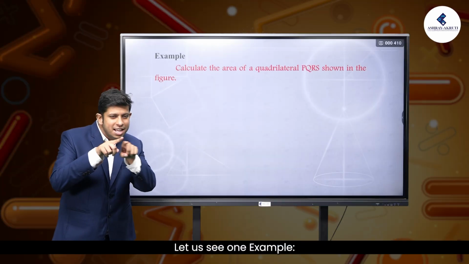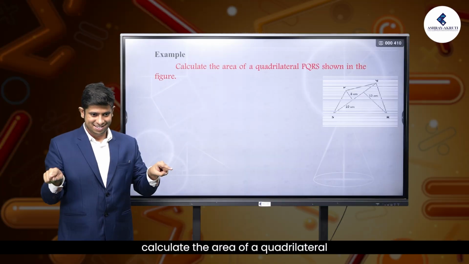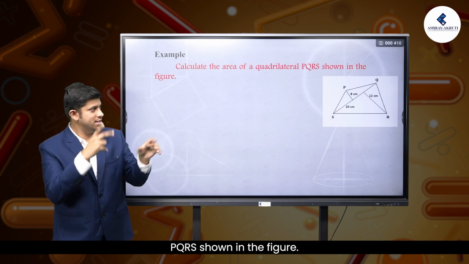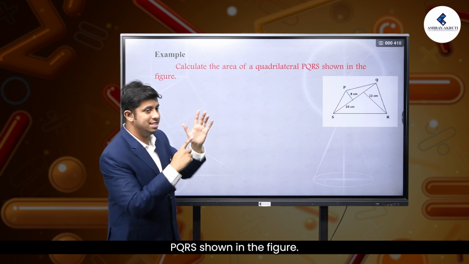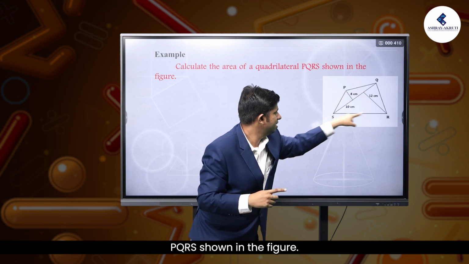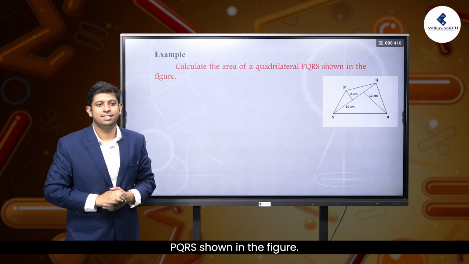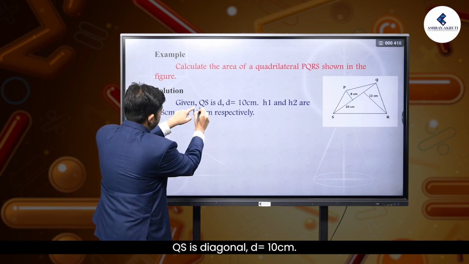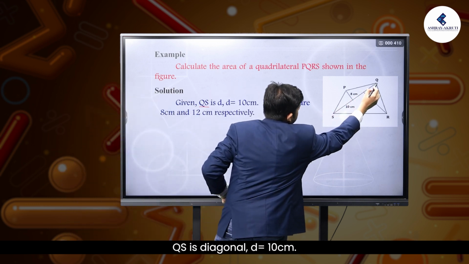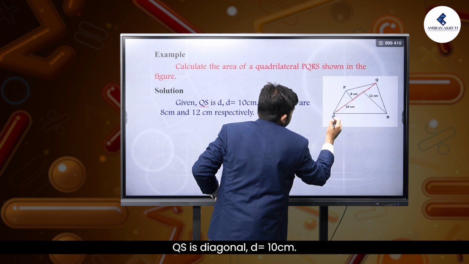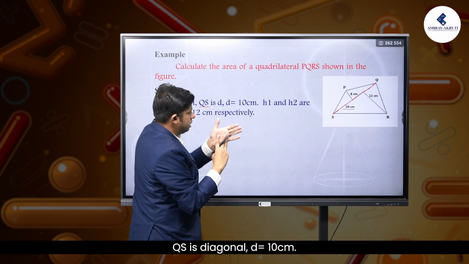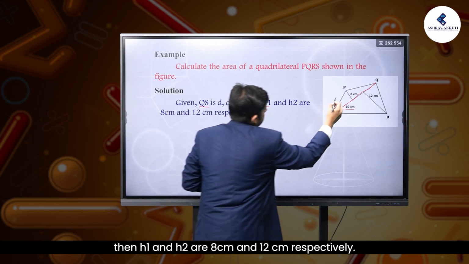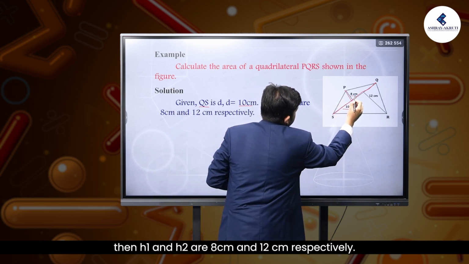Let us see one example. Calculate the area of a quadrilateral PQRS shown in the figure. Solution. See this image. Here QS is diagonal d, where d is equal to 10 centimeter. Then h1 and h2 are 8 centimeter and 12 centimeter respectively.